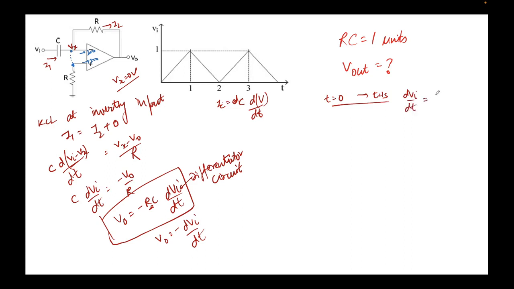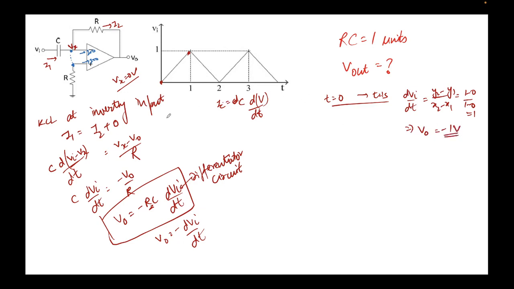This is a straight line, so I can say final minus initial: y2 minus y1 over x2 minus x1. y2 is this, y1 is this, so this will be 1 minus 0 upon 1 minus 0. This is 1. But it's an inverting sign also, so the slope is 1, which implies the value of V0 would be minus 1 volts.